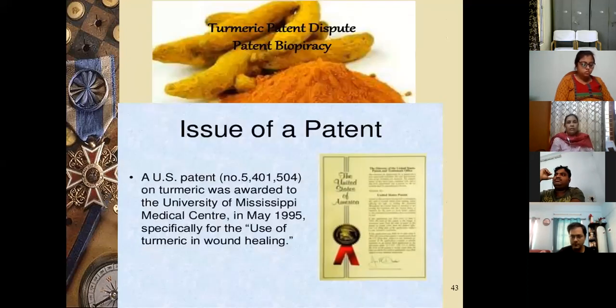There's one more example I would like to share: turmeric, the good old turmeric we all use in our daily preparations, and also on the face. It has antiseptic, antimicrobial, and many other medicinal properties. Turmeric has a component called curcumin, which is anti-cancer. So what is the issue about this turmeric? A patent was filed in 1995 by the University of Mississippi Medical Center, and it was awarded to this center for the use of turmeric in wound healing, which was not a new discovery. This was an age-old practice known in Indian traditional medicine.